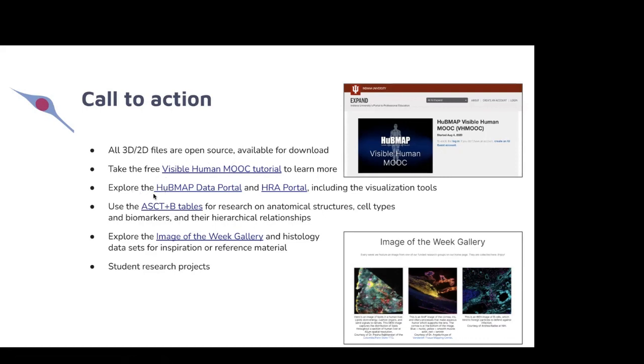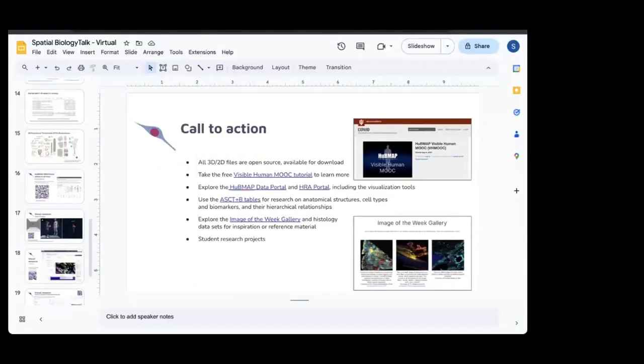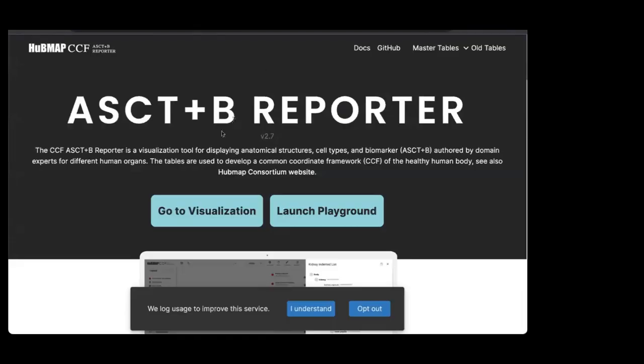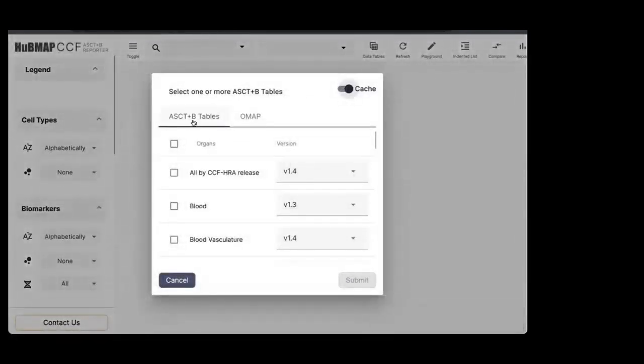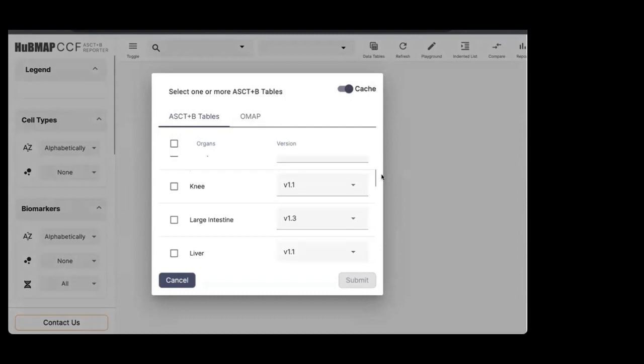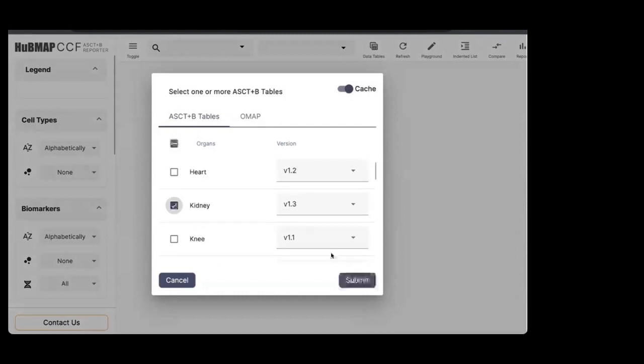Coming to the data portal, we have a visualization tool, as I mentioned before. I'll quickly show you how it looks. We have a page called the ASCT+B Reporter, and we need to click on go to visualization, and we have the ASCT+B table. For now, I'll just quickly show how the kidney data looks.